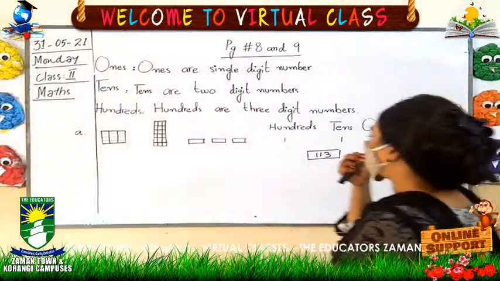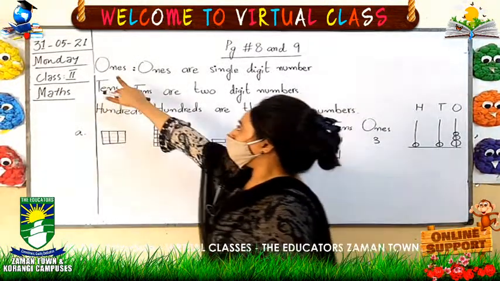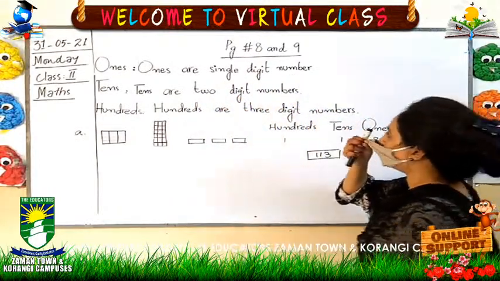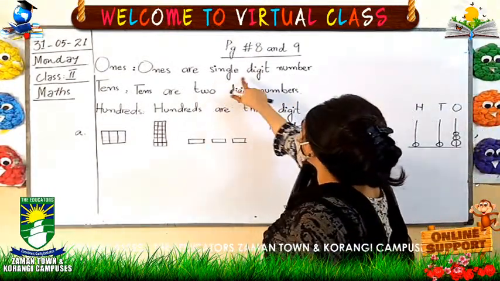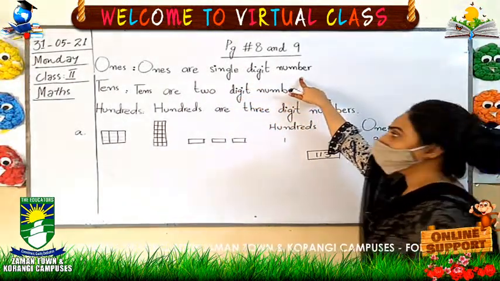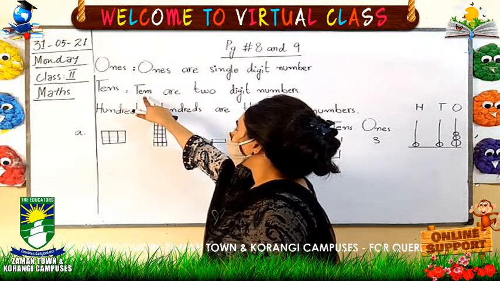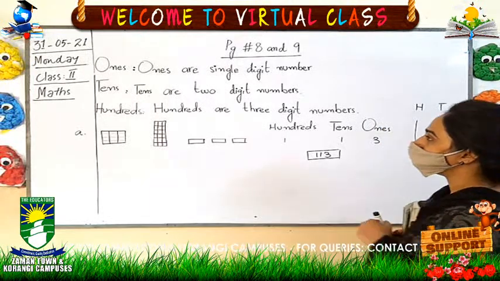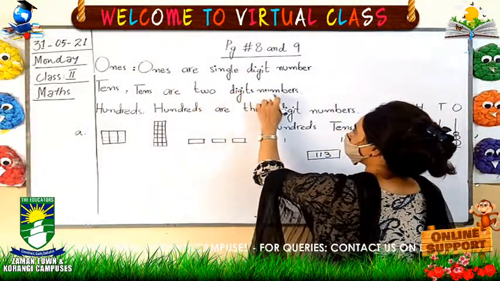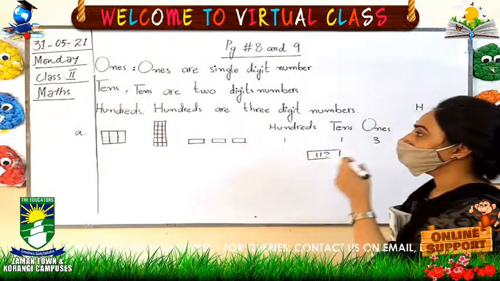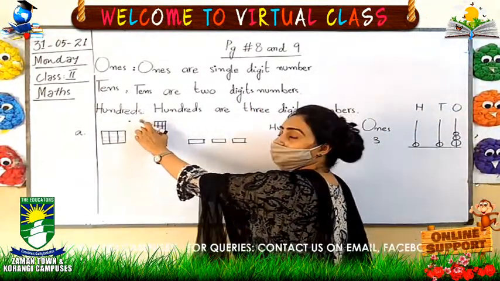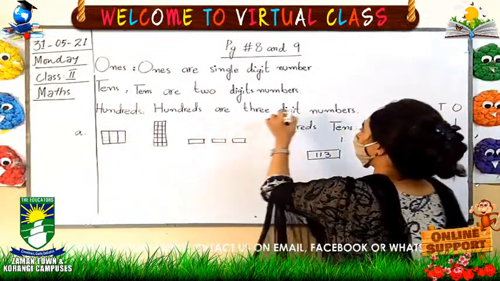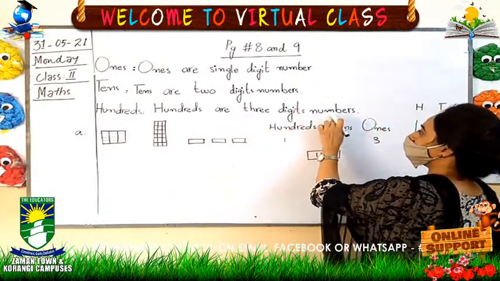First, we will recall the definition. Ones are single digit numbers. Tens are two digit numbers. Now, hundreds. What is the definition of hundreds? Hundreds are three digit numbers.